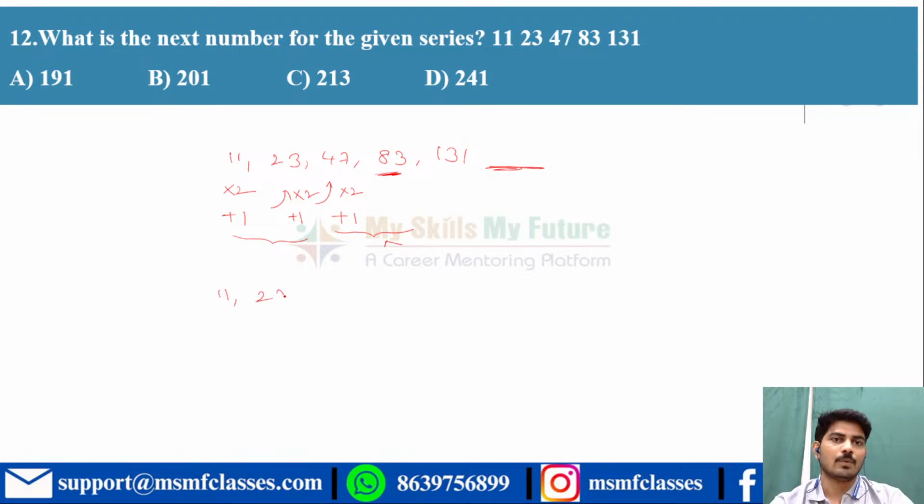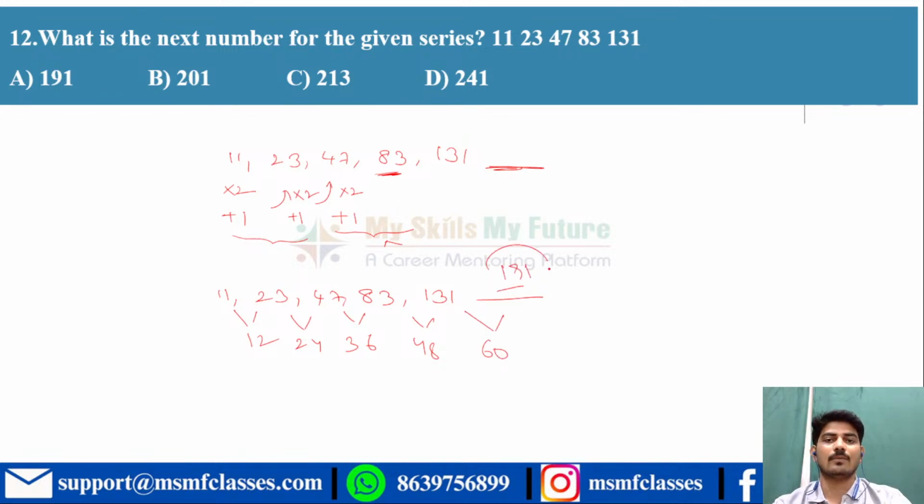So 11, 23, 47, 83, 131, and we need to find the next one. Okay, and she has answered 191. Let me check whether it is a multiple of 12. That was exactly the 12 multiple. Here the difference is 12, here the difference is 24, here the difference is 36, here the difference is 48, and the next difference must be 60. So there is an increment of 12 each time. So we get the answer as 191, which is presented in option A. That was exactly the correct one.